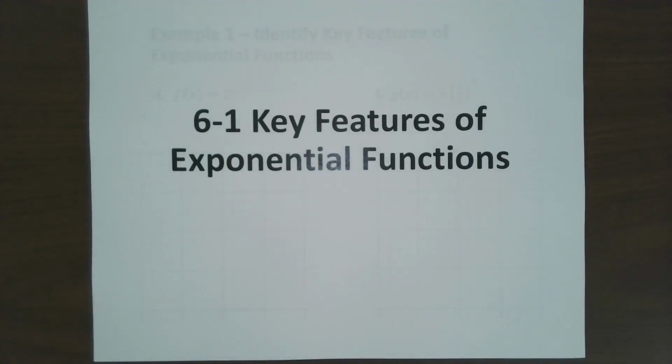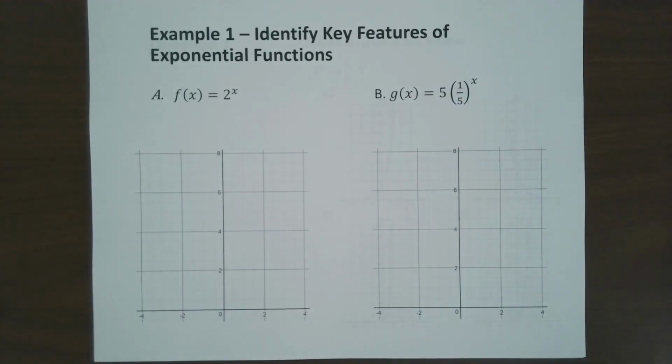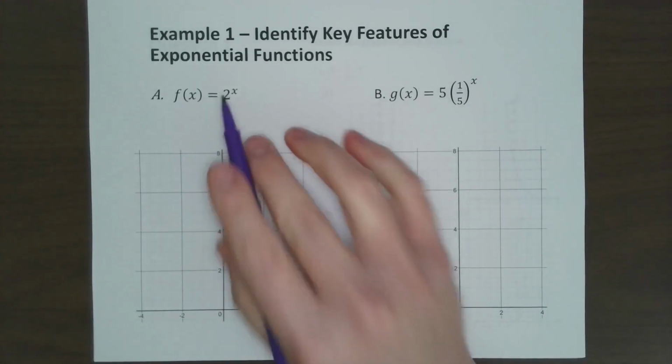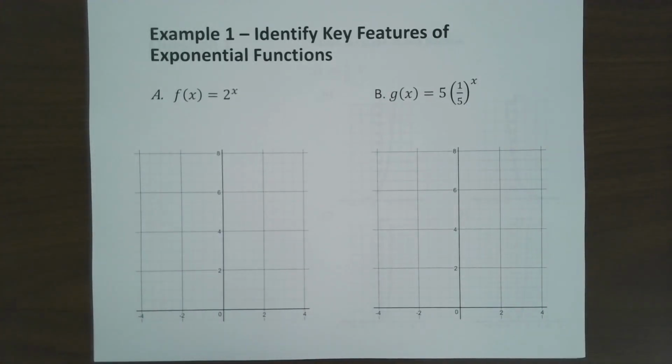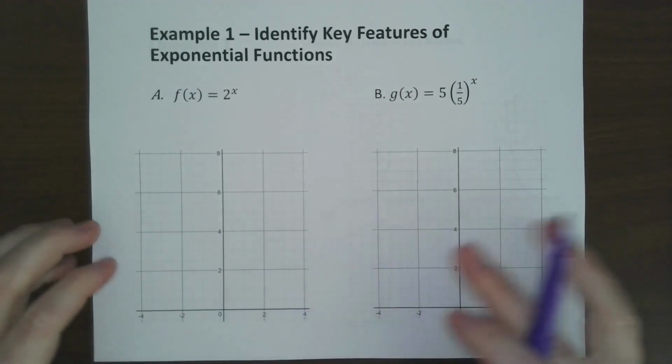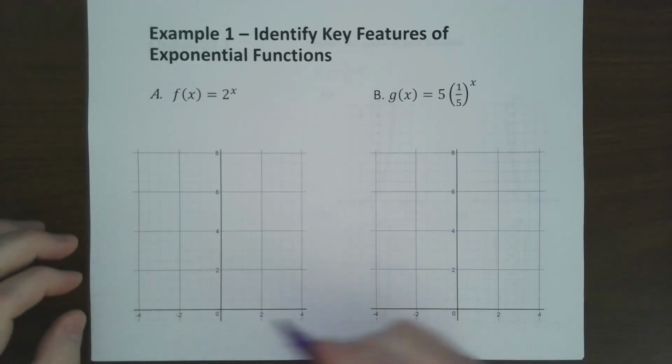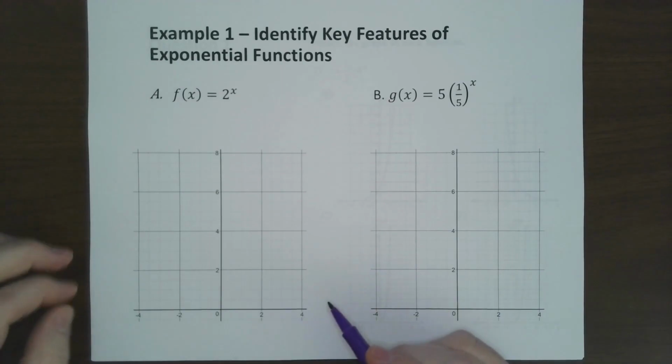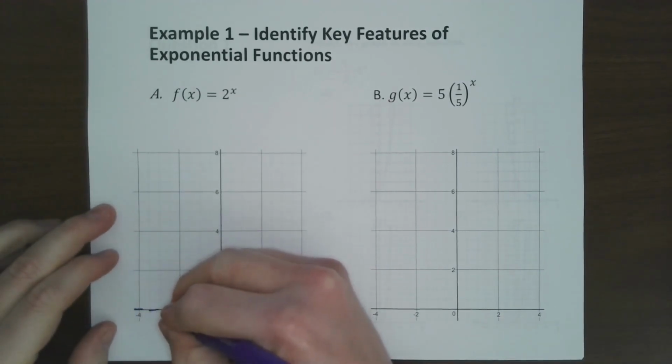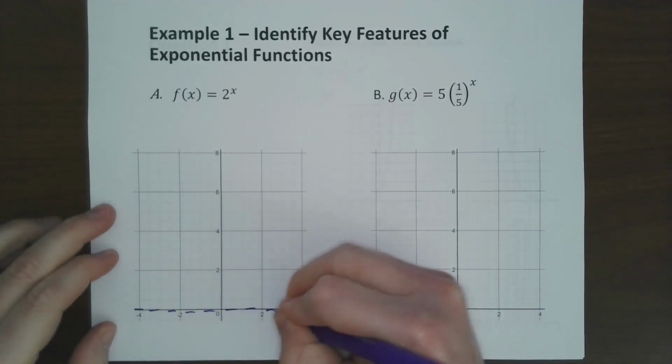Hi, today we're covering key features of an exponential function. So what is an exponential function? Well, it's got two parts to it. One, it has a horizontal asymptote because there's nothing you can plug in here that will make it negative. So knowing that, we know it will never cross the x-axis. So we have a horizontal asymptote right here.